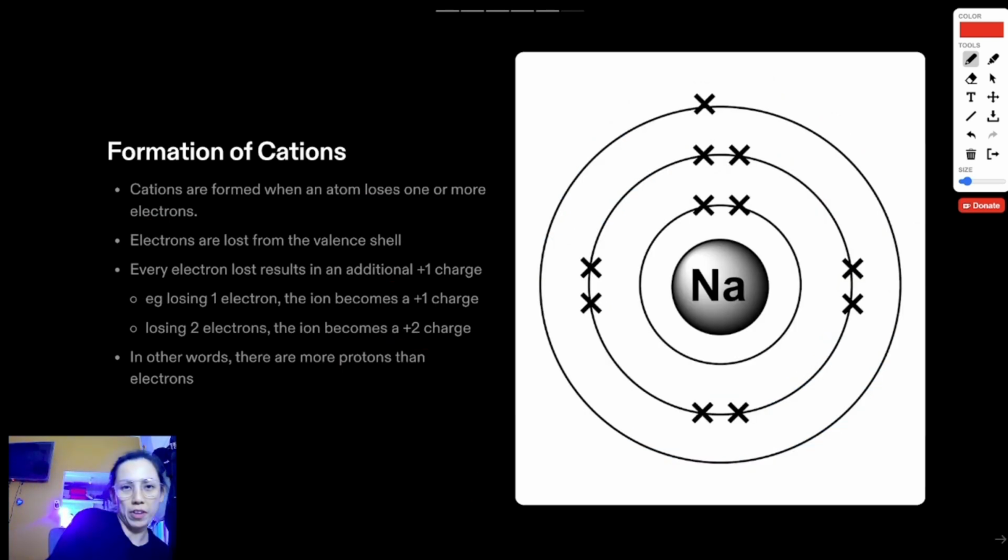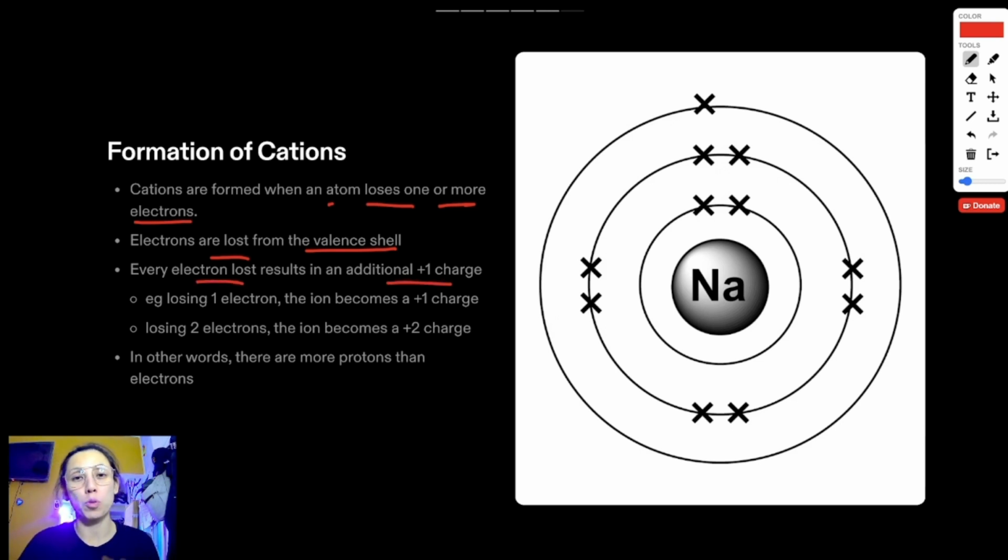What's the opposite of an anion? It's a cation. Cations are formed when you lose 1 or more electrons. Again, I have to stress that these are lost from the valence shell, the outermost shell. For every electron that's lost, you get an additional +1 charge. You're becoming more positive. If you lose 1 electron, you become a +1 charge. If you lose 2 electrons, you become a +2 charge, and so on. In other words, there are more protons than electrons in this atom. That's why it's charged, and that's why it's positively charged.